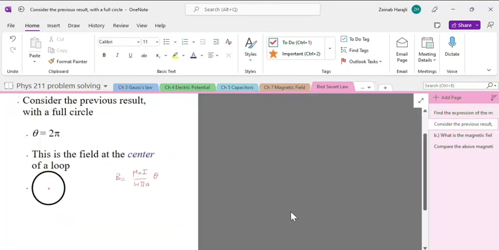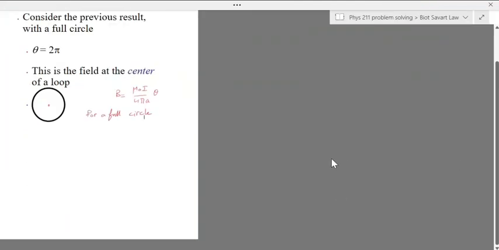And for a full circle, we know that the magnetic field will be due to this expression with theta equal to 2 pi, which leads us to getting mu 0 I over 4 pi A times 2 pi, which is mu 0 I over 2A. This is the magnetic field due to a single loop of wire.